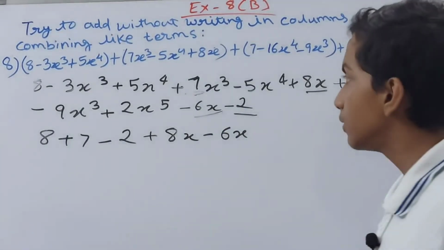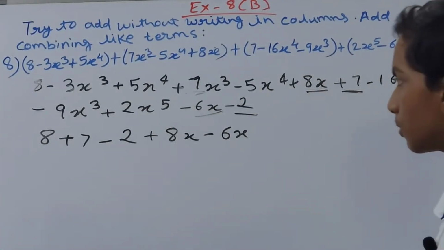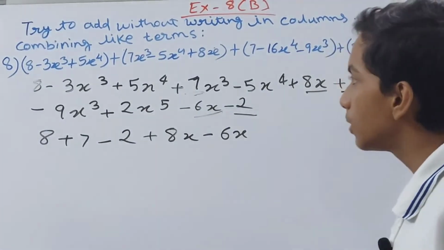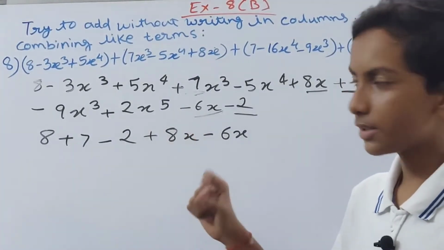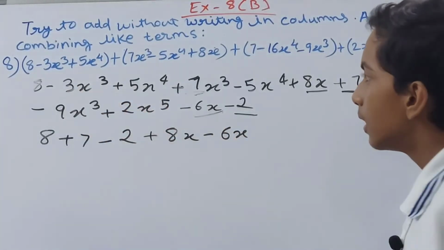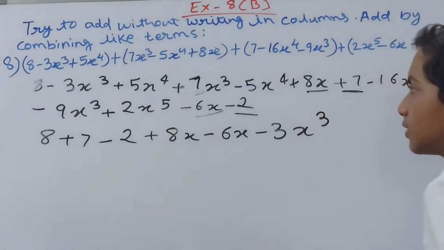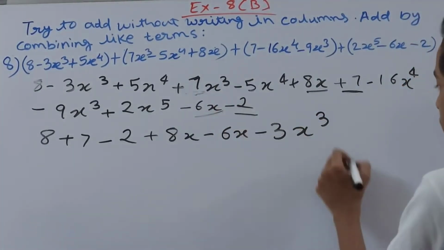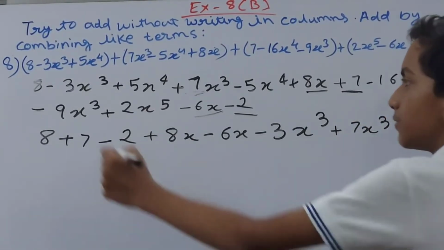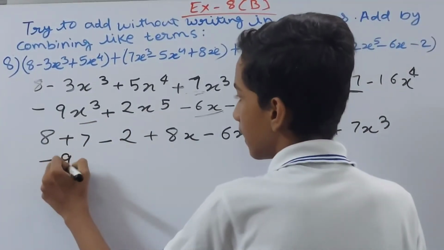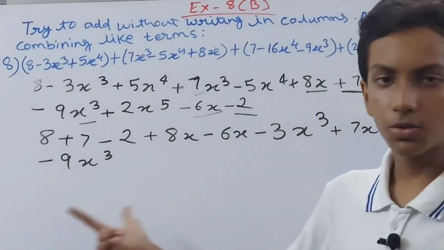Now terms with 2 as their degree. Any term with 2 as its degree here? No, so we skip 2. Now we move on to terms with 3 as their degree. So this one first, minus 3x cube, then plus 7x cube, and then any other? This one also, minus 9x cube, and any other? No. So just these three, right?